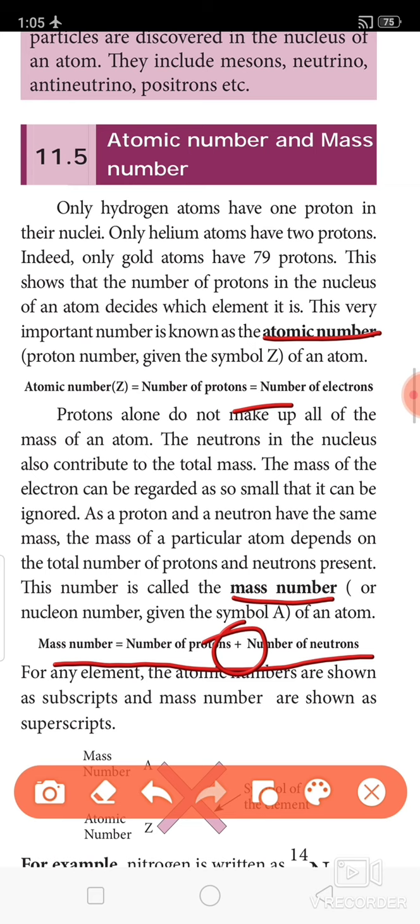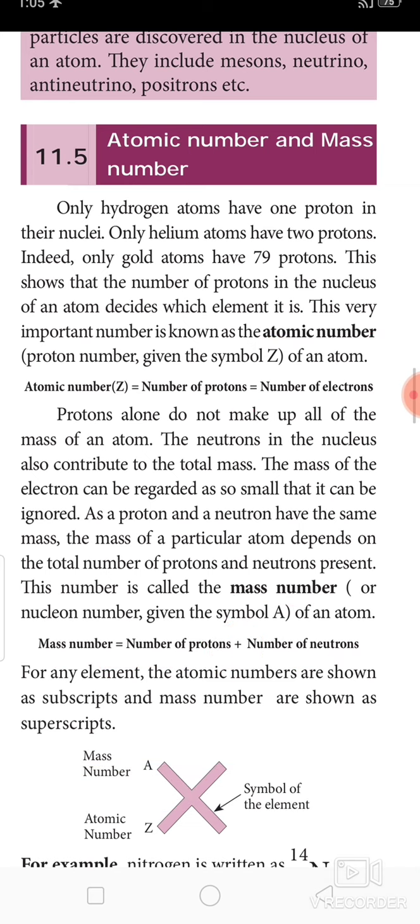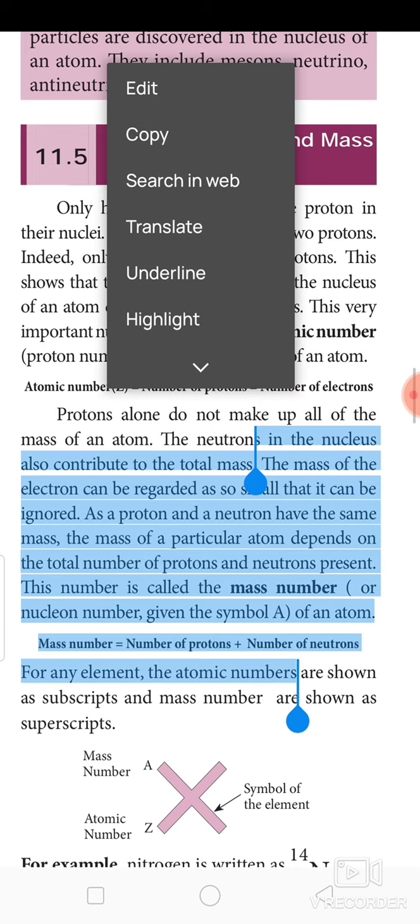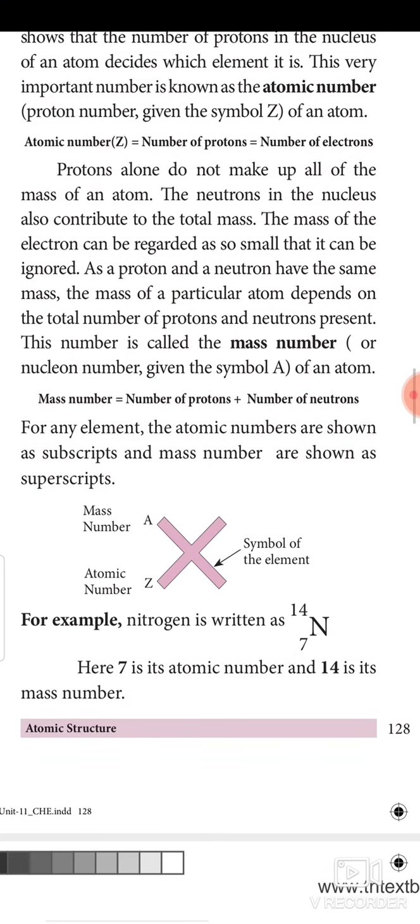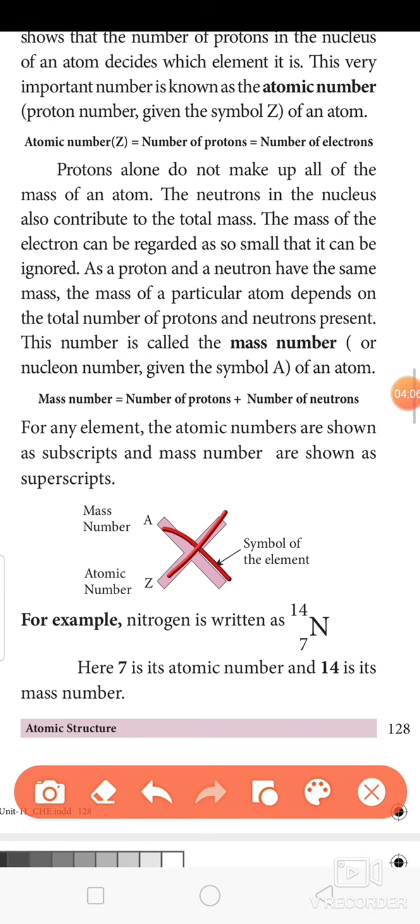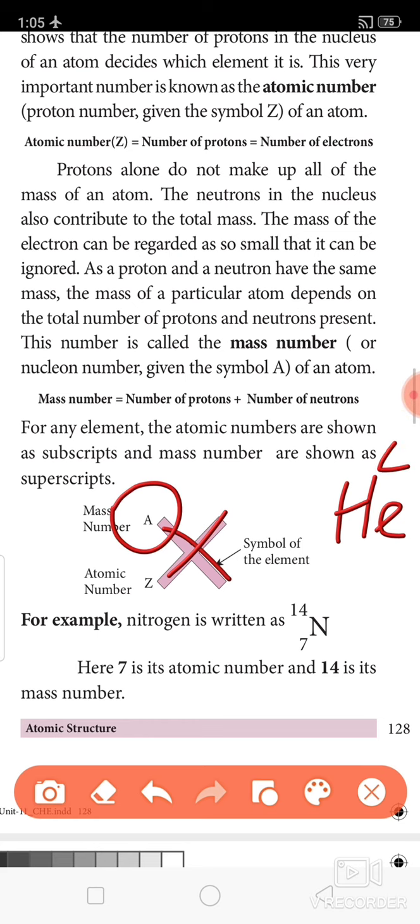So, for any element, the atomic number is shown as a subscript and mass number is shown as a superscript. Let's see that. This is the symbol. So, X shows you the symbol of the element. For example, hydrogen means H. Helium means He. Okay. Mass number in the superscript. So, for helium it is 4. Atomic number in the subscript. For helium it is 2.